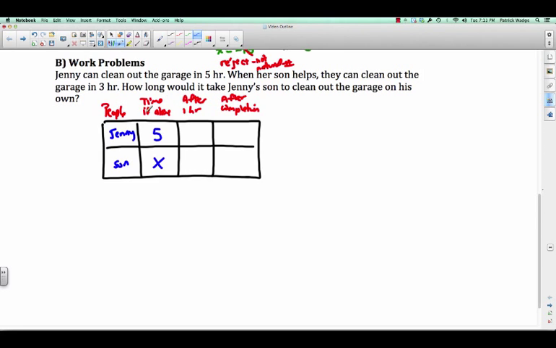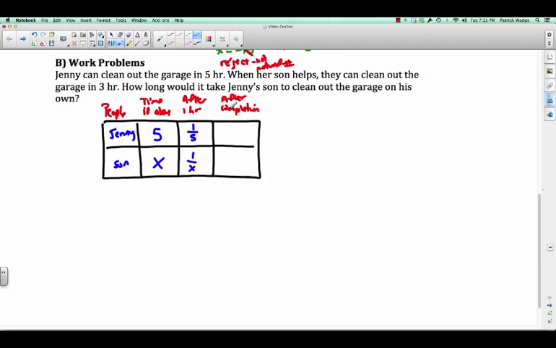After 1 hour. Okay, if Jenny takes 5 hours to do the whole job, how much has she done? Which fraction has she done after 1 hour? It takes 5 hours to do the whole thing, then after 1 hour, she's done 1/5 of the job. If it took someone 2 hours, how much have they done after 1 hour? 1/2. If it took someone 3 hours, 1/3. If it took someone X hours, 1/x.